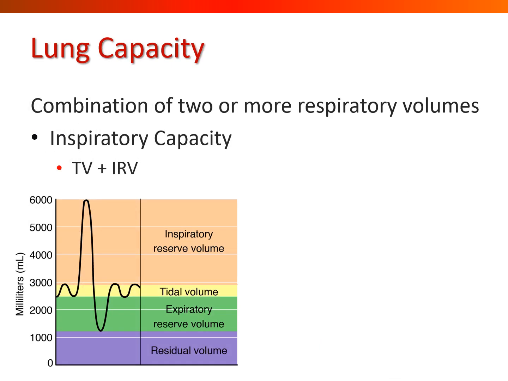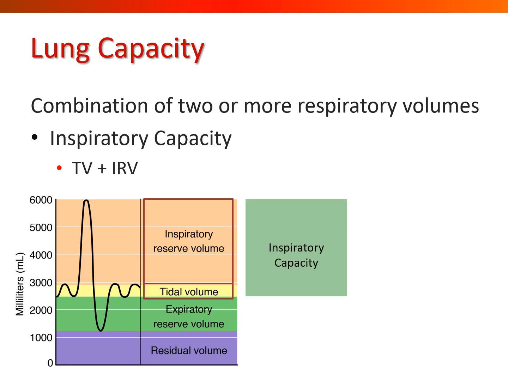So one of the lung capacities is something known as the inspiratory capacity. In inspiratory capacity, we take the amount of air that we can breathe in through tidal volume, plus that extra air that we can breathe in through inspiratory reserve volume. When we add those two values together, that gives us our inspiratory capacity. So what is our total capacity to bring in air? Well, we have to add tidal volume, because that tells us about how much air we can bring in, plus the inspiratory reserve volume, because that also tells us about how much air we can breathe in.